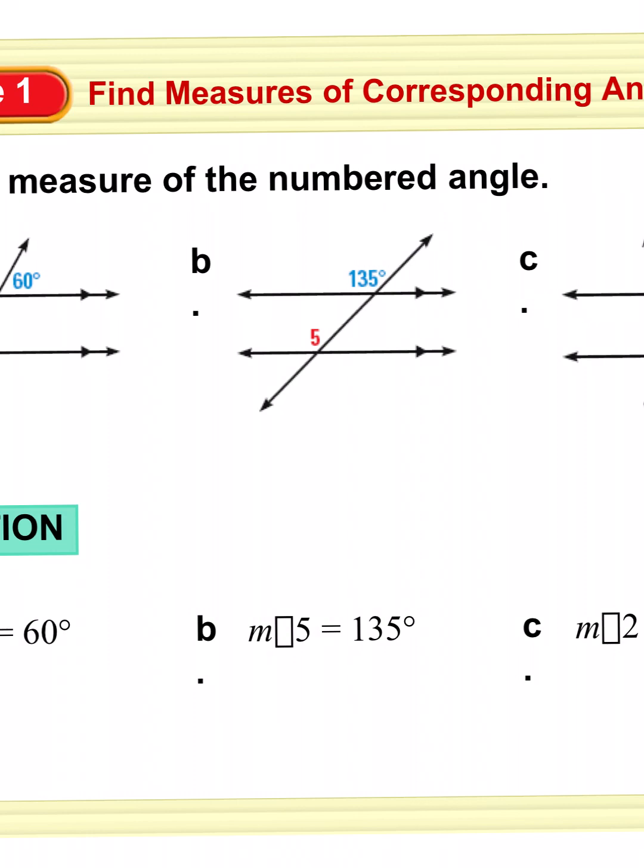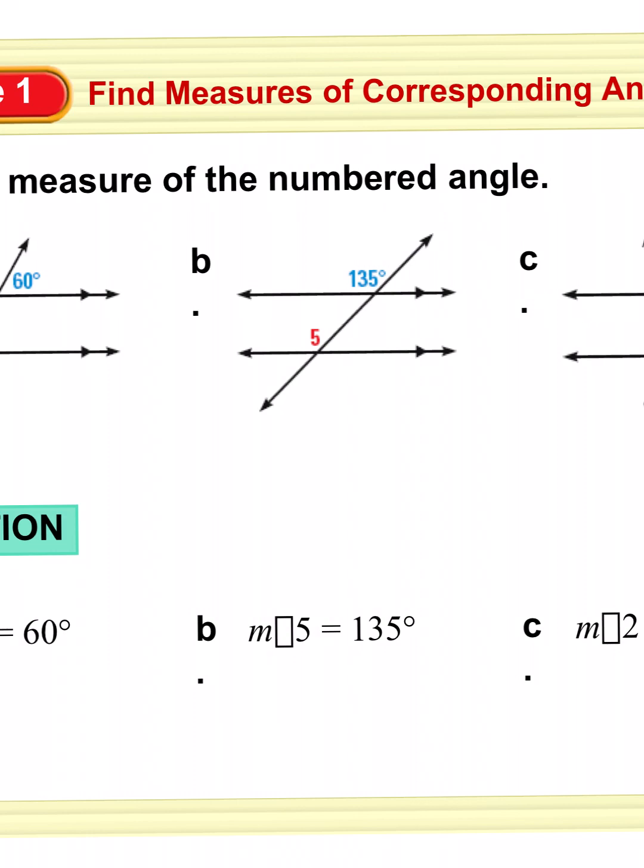Okay, alternate interior. Inside the parallel lines, opposite sides of the transversal. Those angle measures are congruent. They are the same angle measures. Okay? Alternate exterior, outside of the parallel lines, opposite sides of the transversal. Those are also congruent angle measures. Okay? Corresponding, on top of the parallel lines, and they're on the same side of the transversal. Those are also the same.